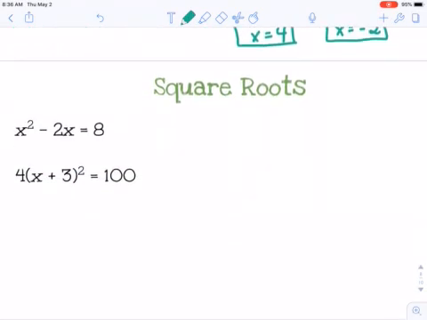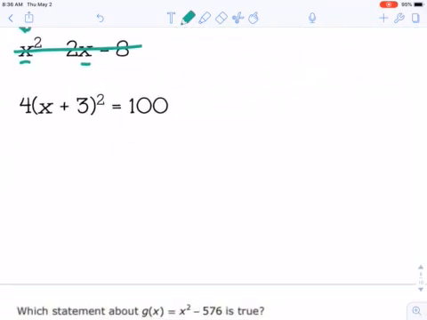Okay, now the last method is square roots. And I went ahead and kept that same equation on here, but I'm not going to be able to use it. And the reason why is square roots just means working backwards. This is what I was doing at the very beginning of this video. And I can't work backwards with this equation because there's 2 x's. So I can't show you with this problem because I literally can't. It doesn't work. But I can show you with this other problem.